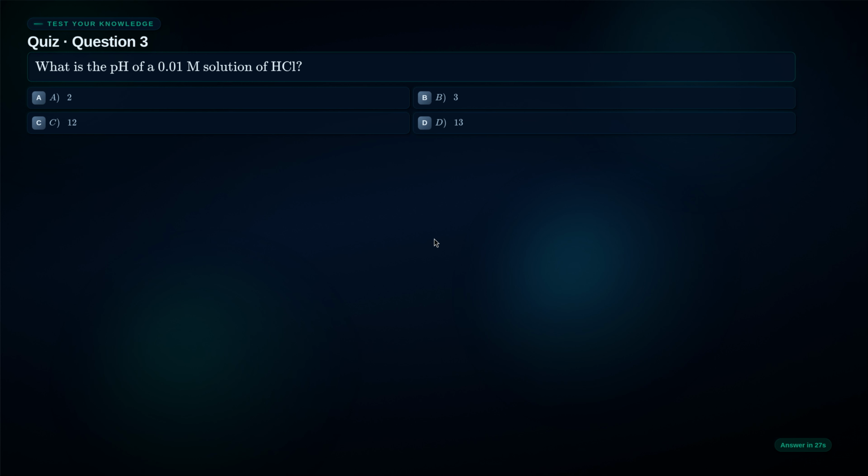Quiz question 3. What is the pH of a 0.01 M solution of HCl? HCl is a strong acid, so it dissociates completely. The H plus concentration equals the HCl concentration, 0.01 molar, or 1 times 10 to the minus 2. The pH is the negative log of 1 times 10 to the minus 2, which is exactly 2. The correct answer is A, pH equals 2.